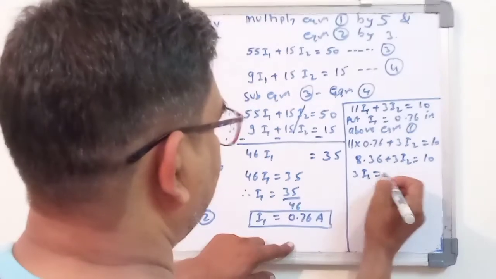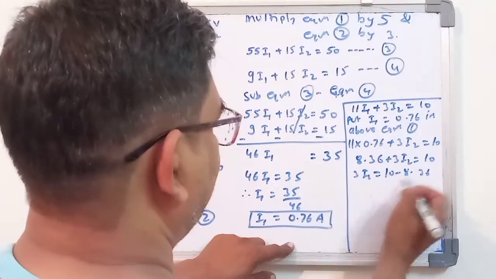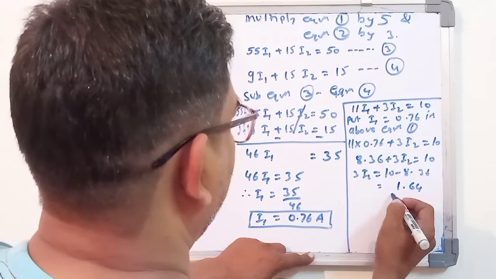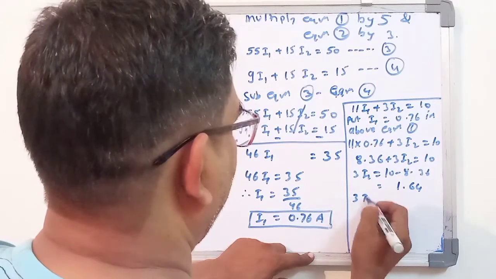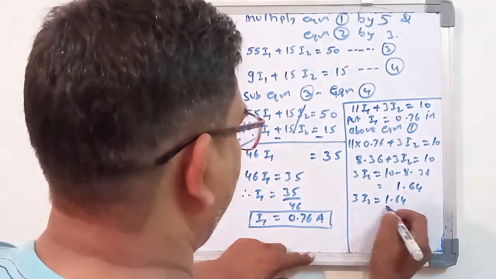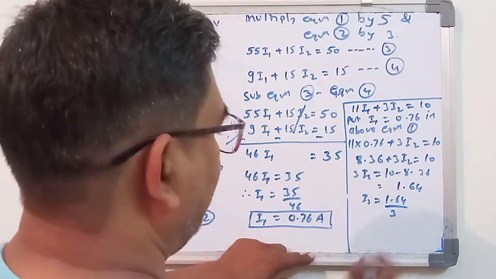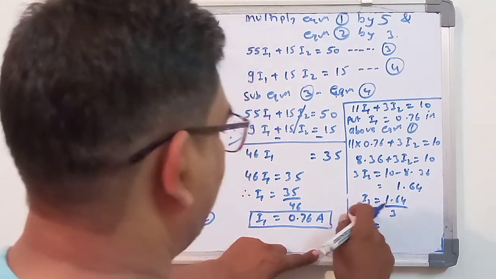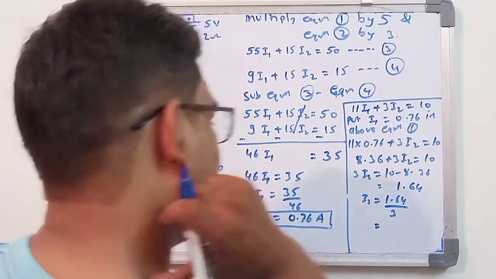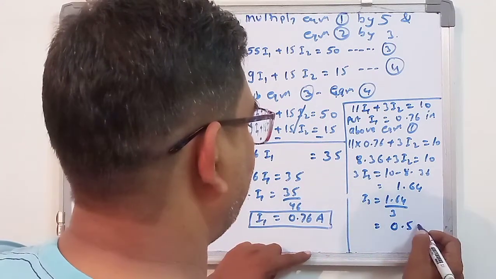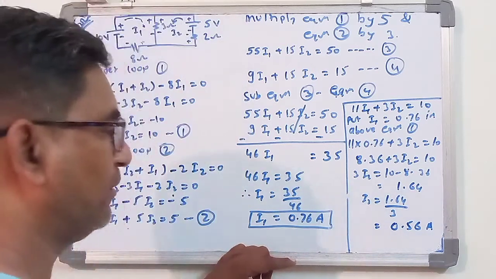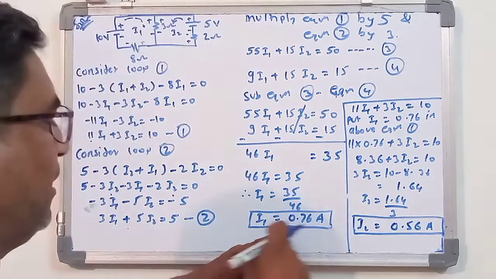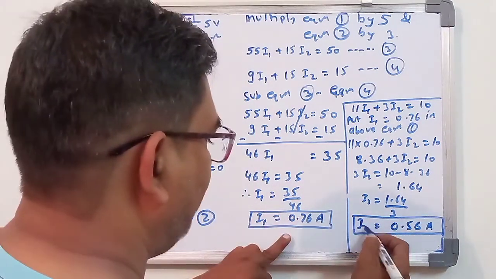3 I2 is equal to 10 minus 8.36. You will get 1.64. So 3 I2 is equal to 1.64. You take the 3 across, and at the last you will obtain I2 is equal to 1.64 divided by 3. It is 0.56 ampere. You just highlight this value like this. I1 value you have got, I2 value you have got.